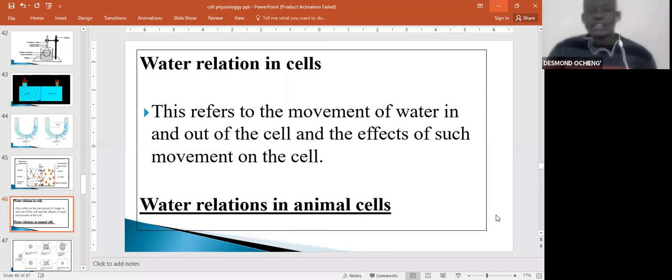Now the next thing that I want us to look at is the water relations in cells of plants and animals. Water relations in plant and animal cells. A very interesting area. It is very common in examinations, not only in school, but even at the national level. If you've been looking at the past KCSE papers, this is one area that you'll never miss. I'm not saying that other areas will miss, but this is always a very sure bet. It is very interesting to understand this.